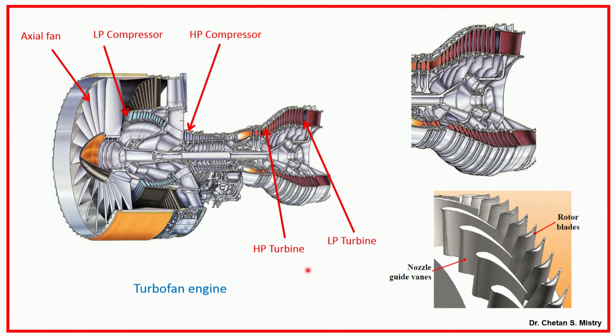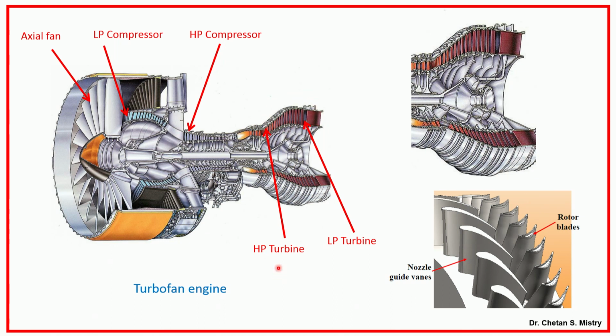Now, let us try to understand this representation of the engine. In the morning we discussed this particular region, the axial flow compressor. We have the axial flow fan, then the IP compressor, then the HP compressor. Similarly, after the combustion chamber we have the HP turbine and the LP turbine.